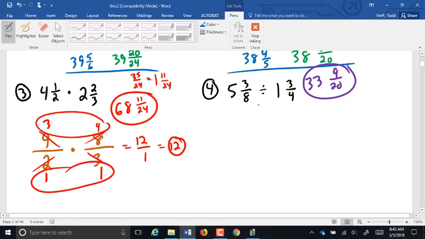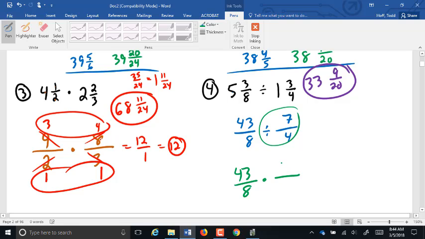5 3/8 divided by 1 3/4. Well, just like with multiplication, we're going to turn them into improper fractions. 5 3/8 becomes 43/8. Very good. 1 3/4 is 7/4. Now this is still division. We do have to turn it into multiplication. Remember, the first fraction never changes. The operation always operates on the number that comes after it. So we turn that into times 4 over 7.